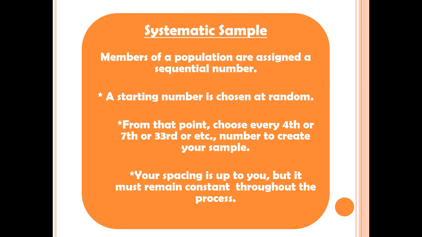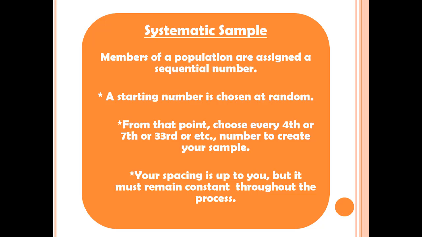So in other words, once you've chosen what your spacing is going to be, so let's say you decide, I want to pick every 10th person, you have to do every 10th person all the way along. You can't choose every 10th person and then all of a sudden somewhere along the way switch and say, I'm going to do every 13th person now. The spacing has to stay the same the entire time.